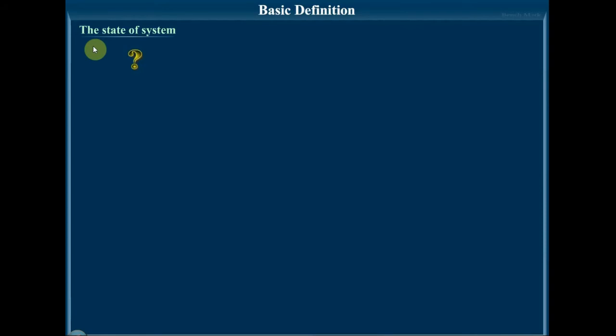State of the system refers to the conditions of existence of a system when its macroscopic properties have definite values. Once again repeating it: the state of a system refers to the conditions of existence of a system when its macroscopic properties have definite values. So, what are macroscopic properties?